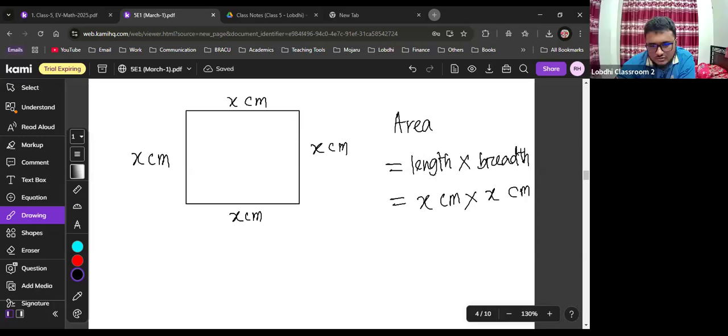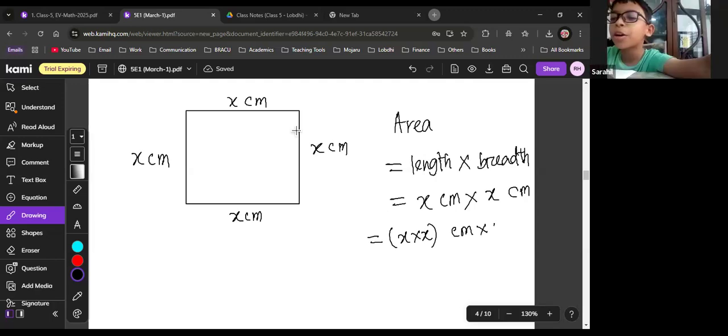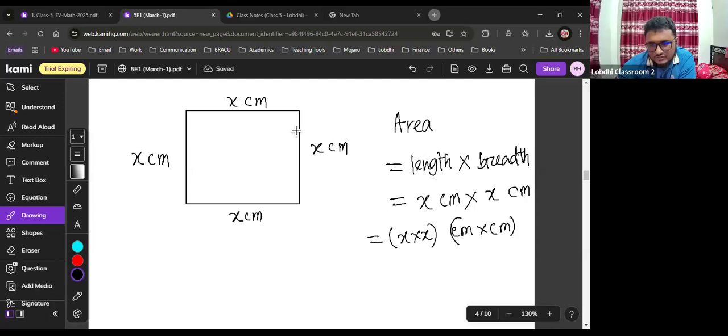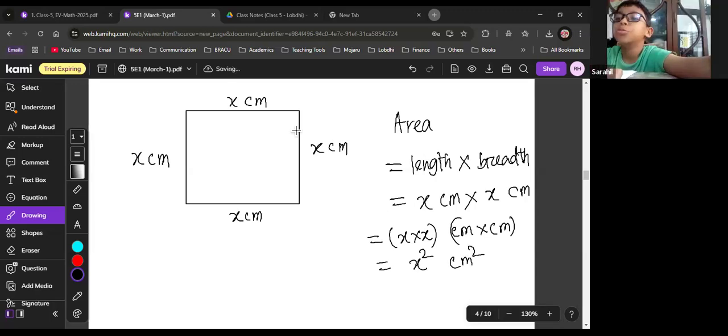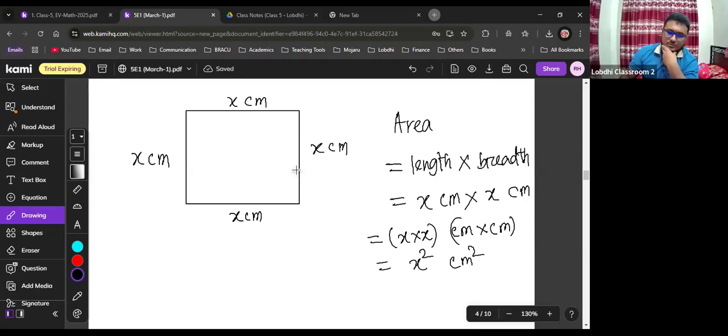Very good. So we can just write like this, x multiplied by x, and centimeter multiplied by centimeter. x to the power of 2, or x square, and centimeter multiplied by centimeter will be centimeter square, or square centimeter. Centimeter to the power of 2. Very good. So this is the area of this square.